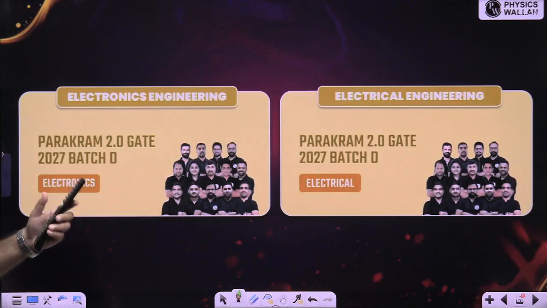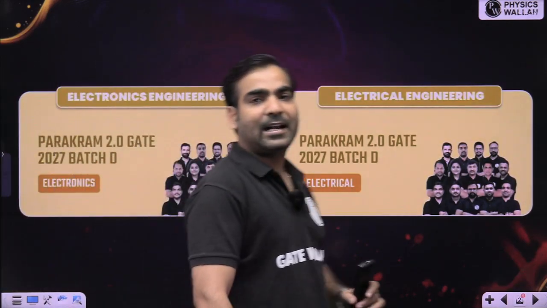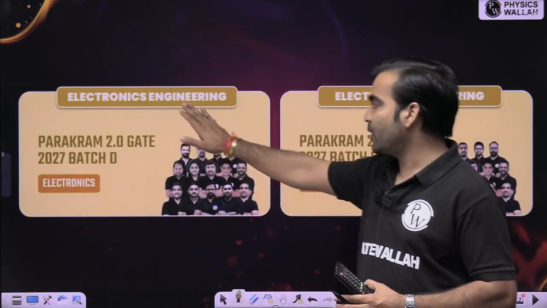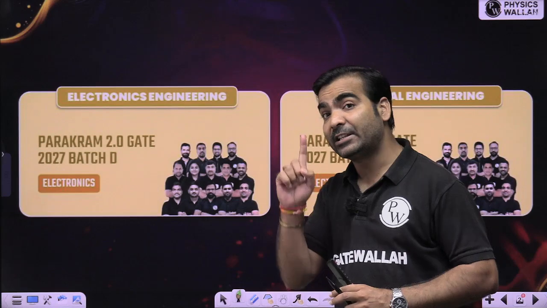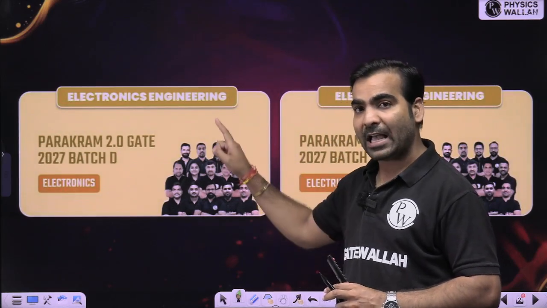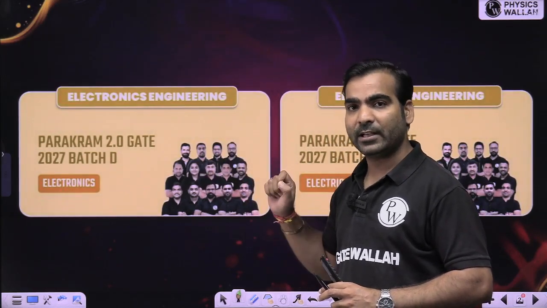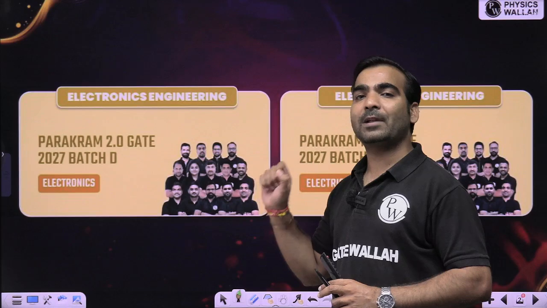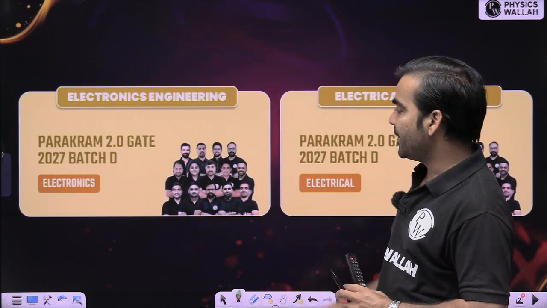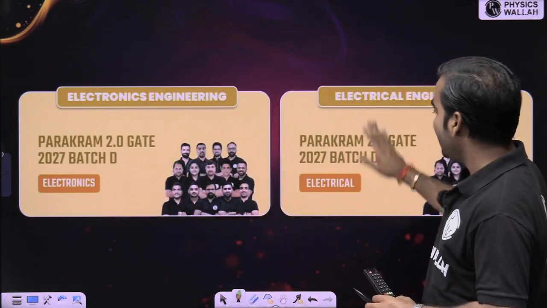Okay, so without wasting your time, let's start this session. At the first screen, you are seeing that we have the Electronics Engineering Parakram 2.0 GATE 2027 Batch D. So be careful, it is about Batch D. Okay, so 2027 is the targeted exam of GATE and it is Parakram 2.0 Batch D. It is for electronics and it is for electrical engineering.